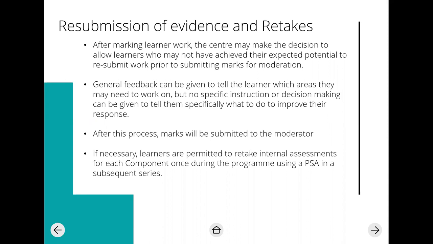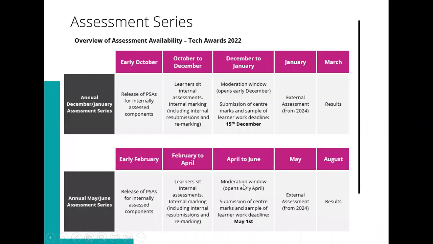But then they can retake that component again, but it has to be for a different PSA. So it'd be likely different industries and so on, and different sizes, for example, for component 1. Okay. And then if we go further, if I can actually move on. That's how that works. So that resubmission and retake.